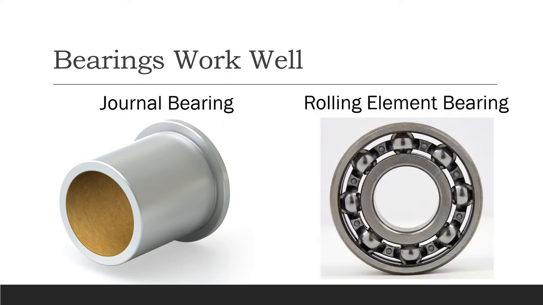The other type of bearing is a rolling element bearing such as this one. Now you can see here that in this case the axle would sit inside of the inner ring, and the outer ring would be fixed, and then the inner ring is free to turn inside of the outer ring, and the metal balls between the two rings keep them separated and allow them to turn freely. So either journal bearings or roller element bearings are good ways to allow shafts to turn in a mechanism.